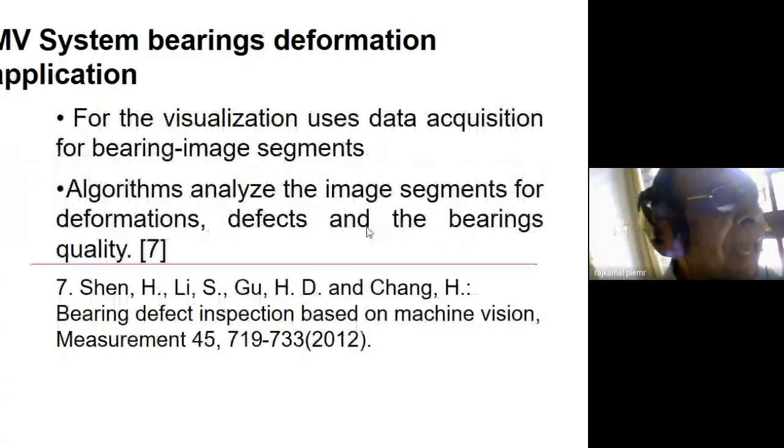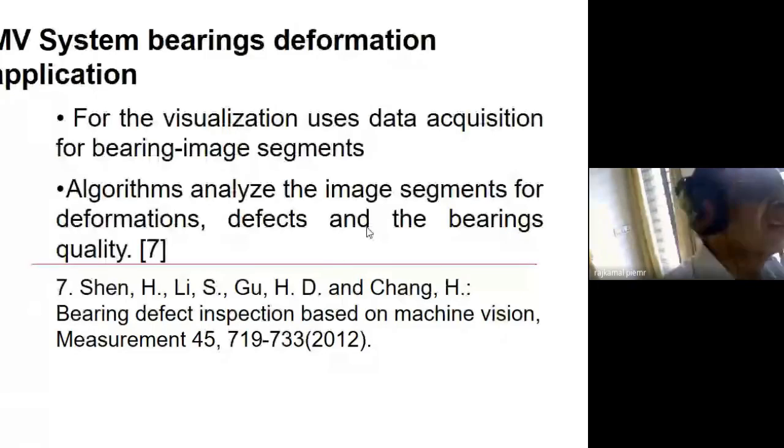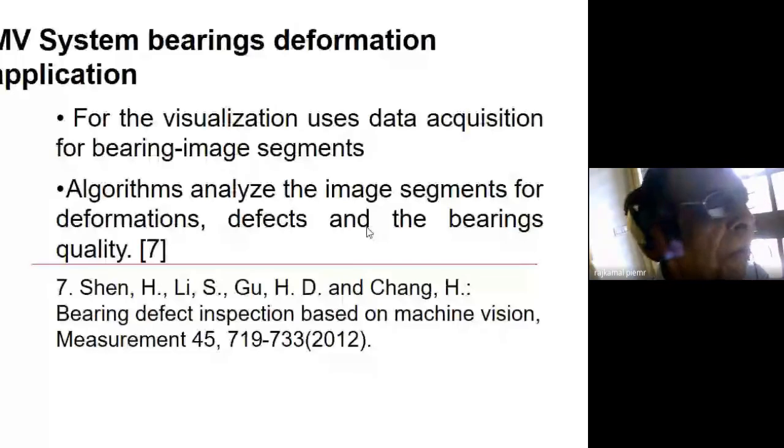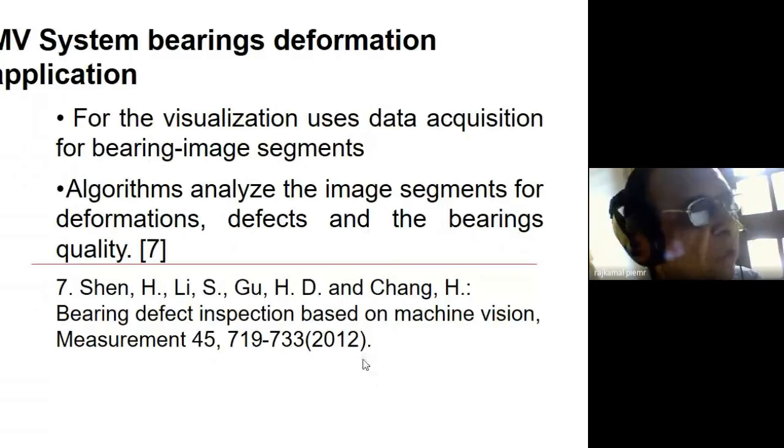For example, a bearing might be deformed there. That is, suppose you got a ball bearing, and suppose it is put under some pressure at some assembling stage, that can get deformed. So the data acquisition is done for visualizing different image segments from the bearing in this paper. And this paper was published as early as 2012, where the bearing defects were analyzed, and their deformation and quality were analyzed using the different image segments of a ball bearing.